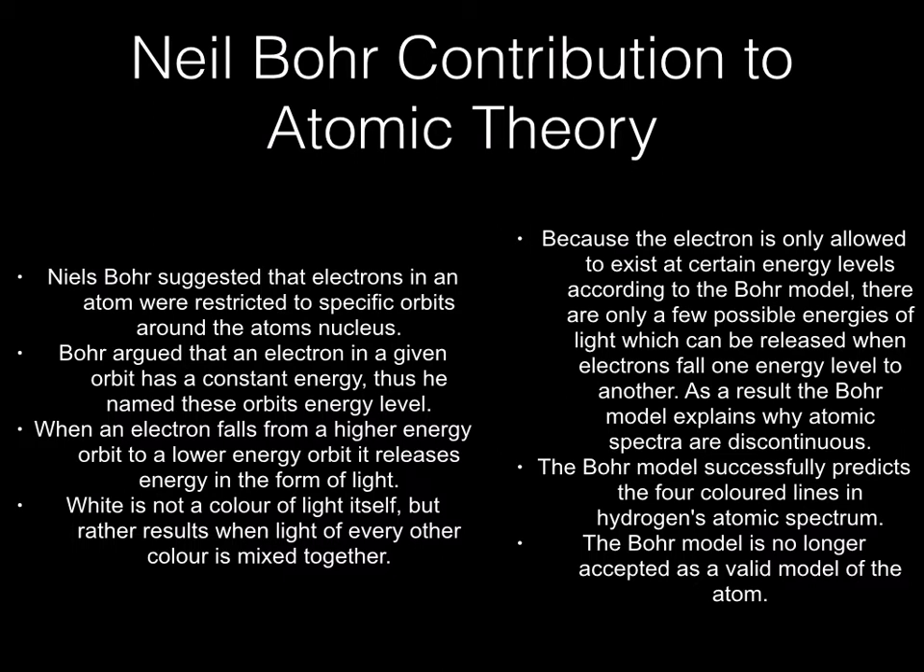mixed together. Because an electron is only allowed to exist in certain energy levels according to Bohr's model, there are only a few energy levels of light which can be released when electrons fall from one level to another. As a result, the Bohr model explains why atomic spectra are discontinuous. The Bohr model successfully predicts the four colored lines in hydrogen's atomic spectrum, and the Bohr model is no longer accepted as a valid model of the atom, as it is combined with another model.